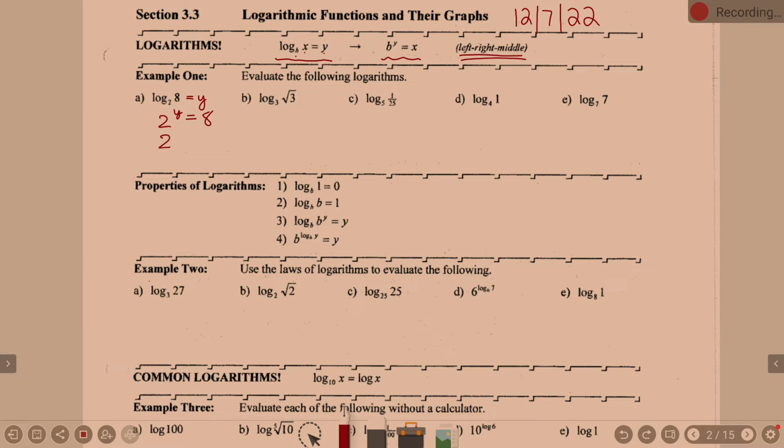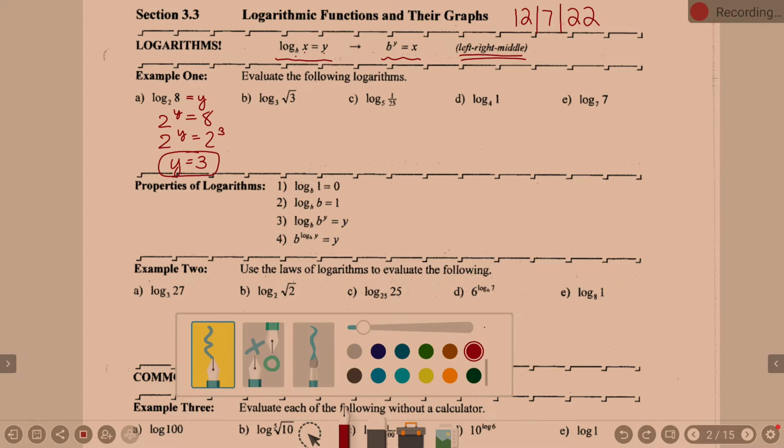It can be rewritten as 2 to the third. And the idea is, if 2 to the y equals 2 to the third, then we know y is 3. Okay? This is one of the ways we can do this when we're not using a calculator. We want exact answers.